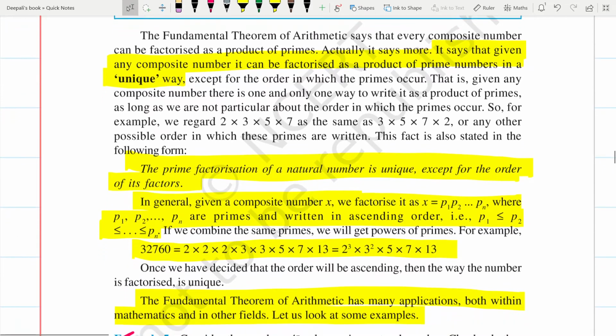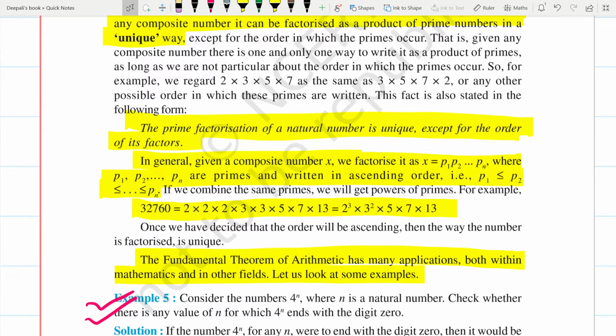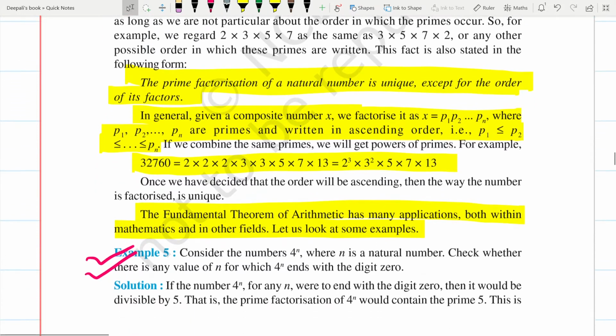In general, given a composite number x, we factorize it as x is equal to p1, p2 till pn, where p1, p2 and pn are primes written in ascending order, that is p1 less than p2 less than pn. So 32760 can be written as 2 cube into 3 square into 5 into 7 into 13. Now this fundamental theorem of arithmetic has various applications. Let us see what they are.